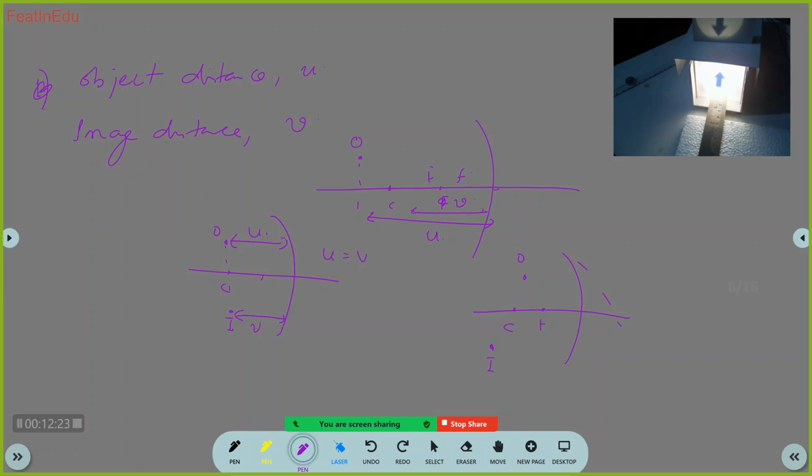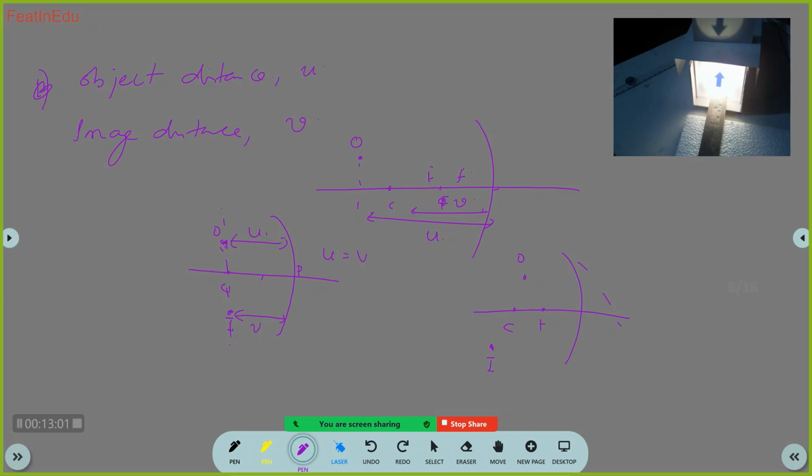If you experience that, when I keep the object at the center of curvature, that means, see, the object distance is measured from the pole of the mirror. So whether you keep it along any of this line, it is as good as keeping it on the center of curvature, along the line perpendicular to the principal axis and passing through the center of curvature. So if I keep the object along this line, the image will also be here. Got it? Now I move the object further away. That's what I did there.